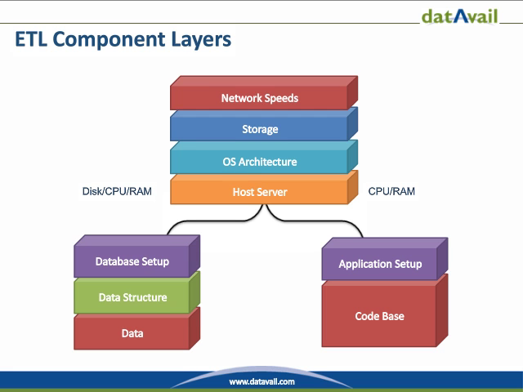Then, of course, we have the network speeds. This could be a bottleneck. Our network speeds could be a problem, right? So these are the elements, the component layers that we need to really think about when we're trying to find the bottlenecks, trying to find and tune the ETL. So we're trying to find areas and places where we can speed up the whole process.